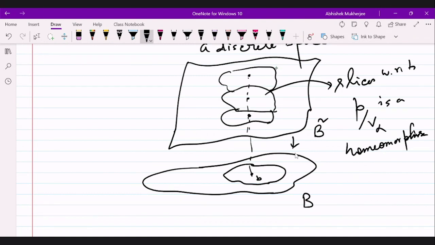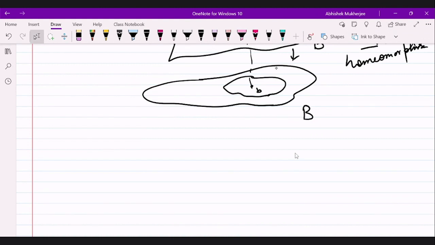Okay. So in each slice, you will get a member of p inverse b, because this is a homeomorphism. This is a one-to-one function, and because of that reason you will get in each slice exactly one point. Okay, great.